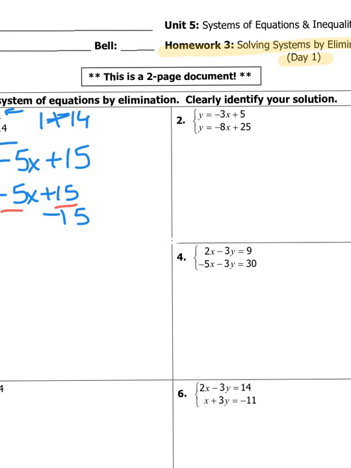I now have -15 on the left side equals -5x. Now I know that I have to get rid of the -5. Well, this is -5 times x, so I have to divide. I divide by -5 on both sides, so that way the -5's cancel. -15 divided by -5 is just +3. So x equals positive 3. That's our x coordinate.